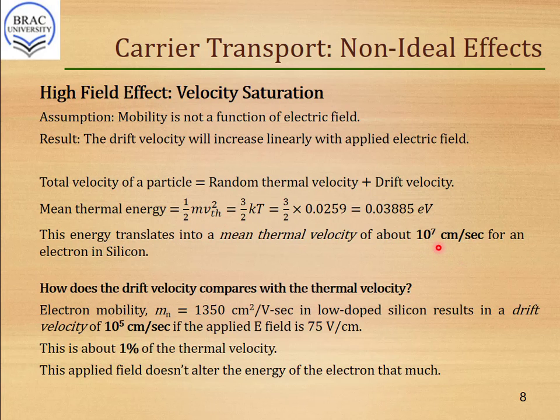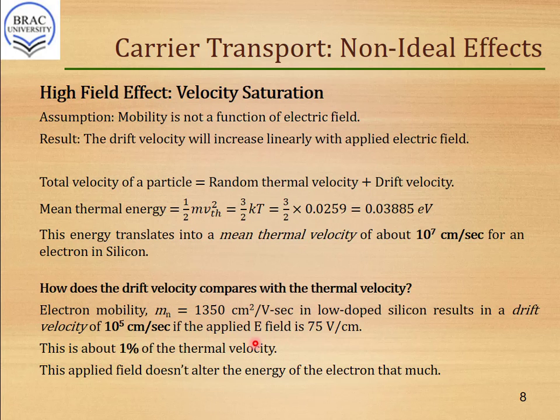So in the case of silicon, at 300 Kelvin temperature, mean thermal velocity is about 10 to the power 7 centimeters per second. We have another type of velocity, that is drift velocity. We can determine the drift velocity using the equation we have already learned. So in the case of an n-type semiconductor, the electron mobility is 1350 and silicon is not highly doped, it's a low doping concentration in the silicon, then the drift velocity is about 10 to the power 5 centimeter per second approximately, if the electric field is 75 volt per centimeter.